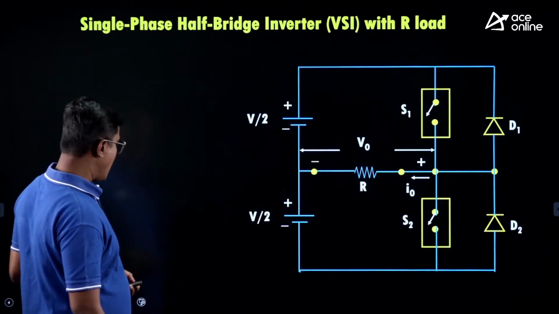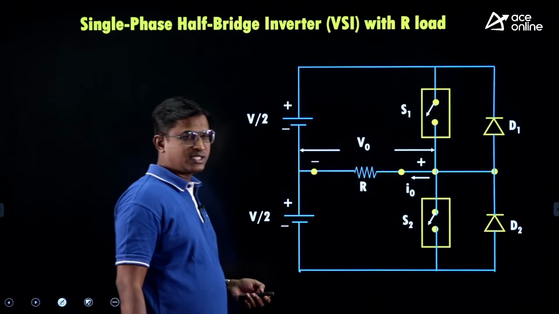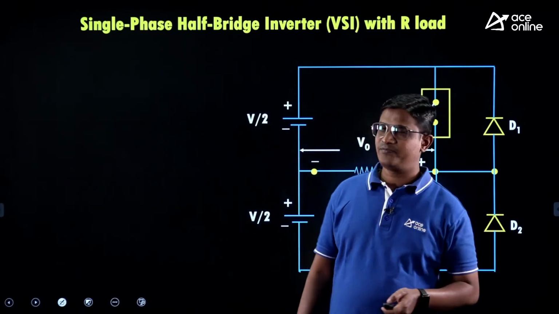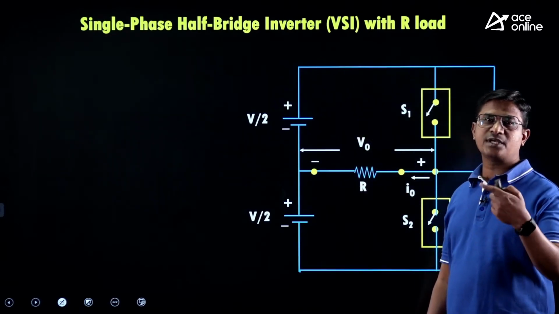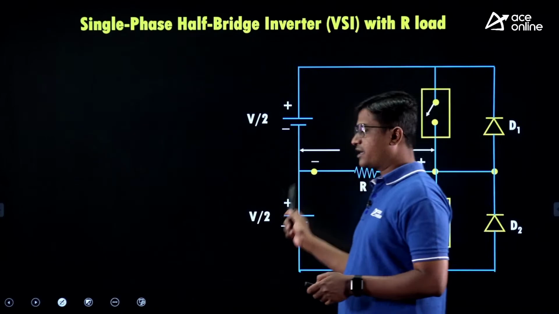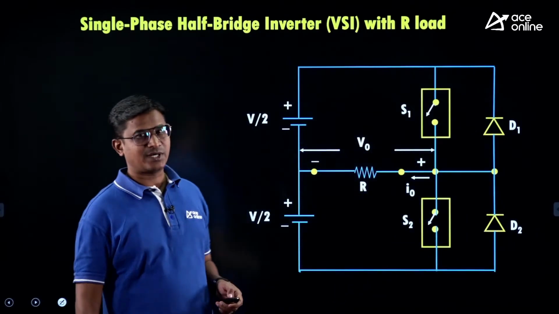Next, now we are going to discuss the single phase half bridge inverter. Let us consider the load is purely resistive. This is the circuit diagram for the single phase half bridge inverter.